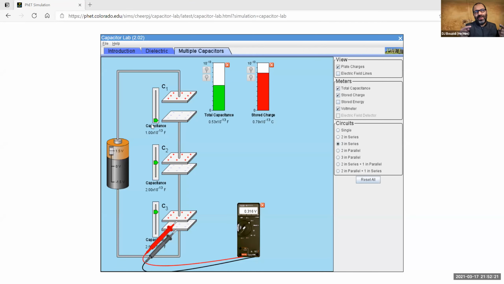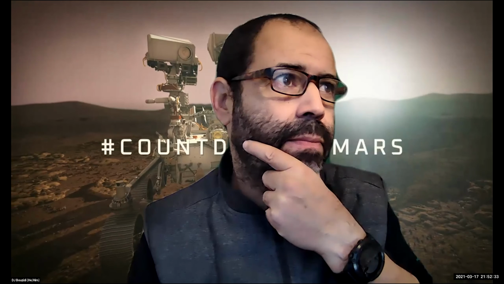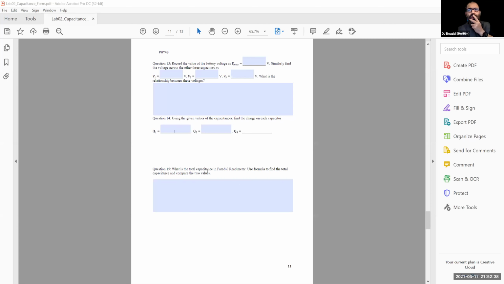So I use the formula to find that. And I also compare it to this number. So I need to do both of them and see, do they match? Okay, so what is the total capacitance?